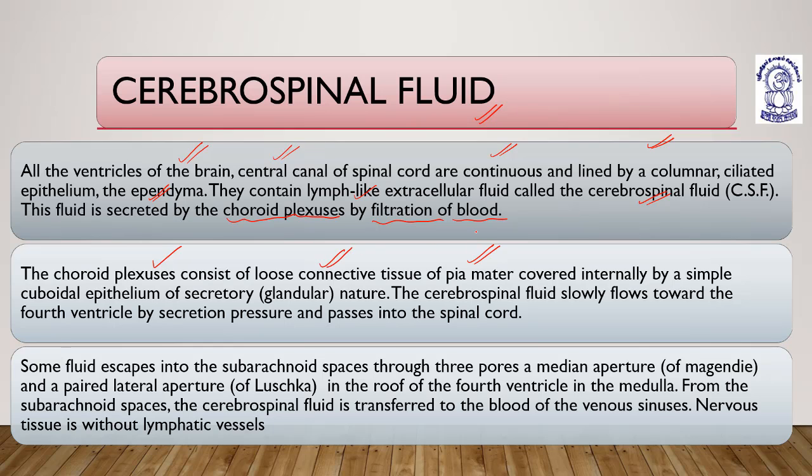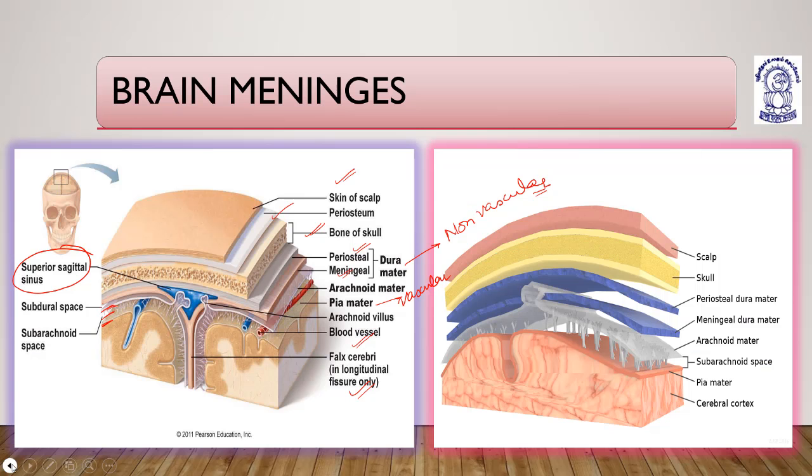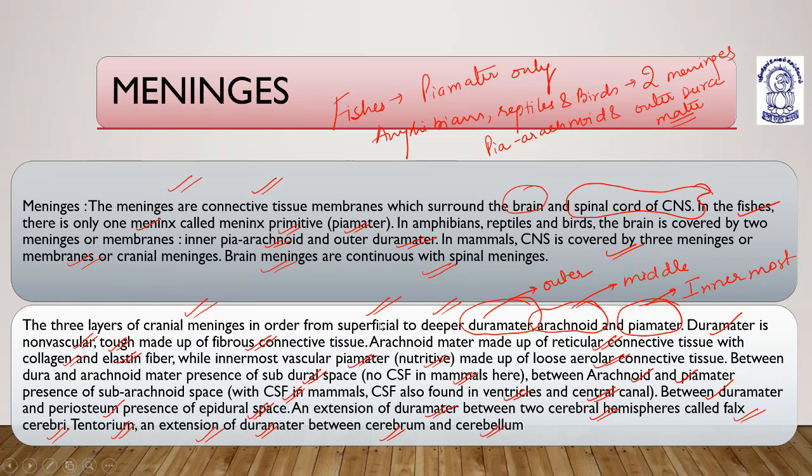As you know, dura mater, arachnoid, and pia mater are all made up of different types of tissues. The outermost part is dura mater, the middle is arachnoid, and the inner is pia mater in the case of mammals. Dura mater is made up of fibrous connective tissue. Arachnoid is made up of collagen fibers, elastin fibers and reticular connective tissue, and the pia mater is made up of loose areolar connective tissue.